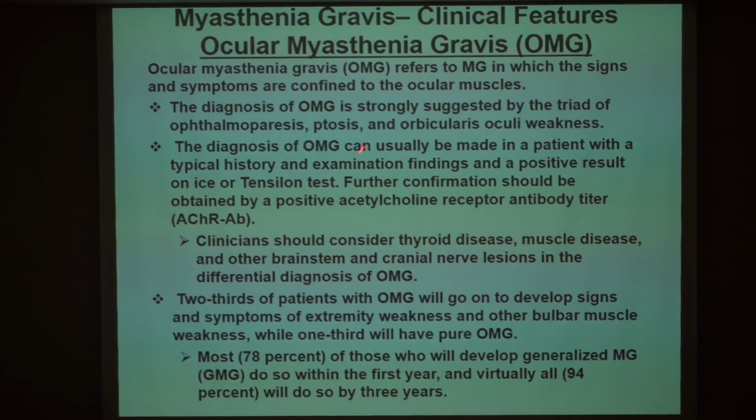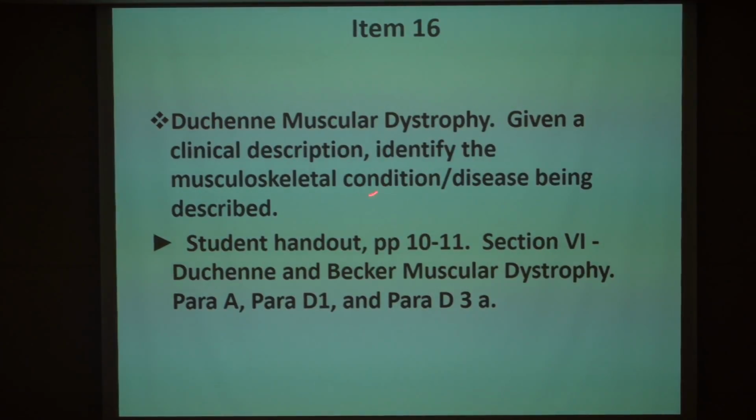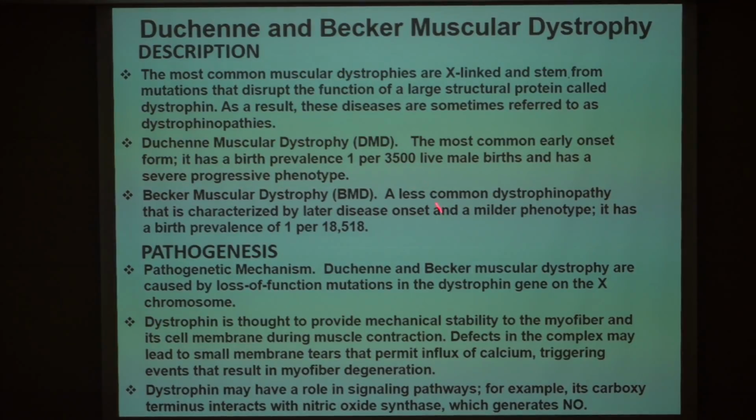And once again, this paragraph, which is actually the same as what I just showed you, read it and understand it. Because once again, 4 of the statements I will make from this paragraph will be false. 1 will be true. You have to know which one is true. Finally, 16, Duchenne muscular dystrophy. I'll give you a clinical assertion. You identify the musculoskeletal condition.